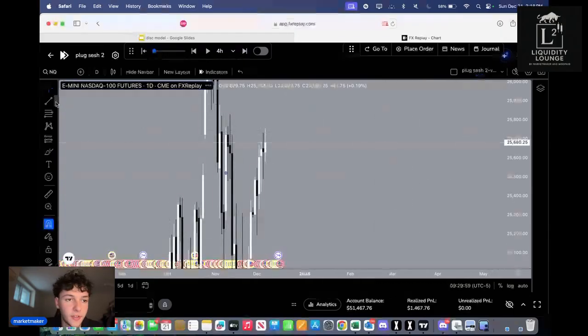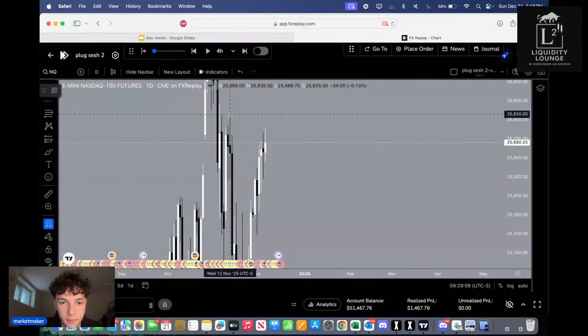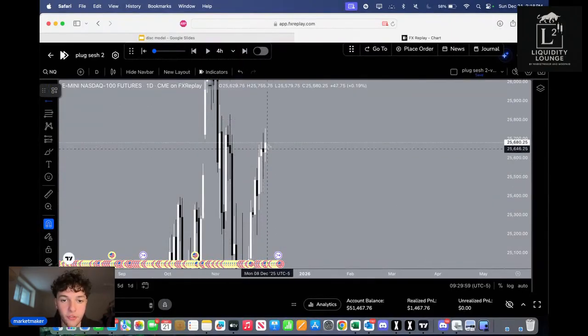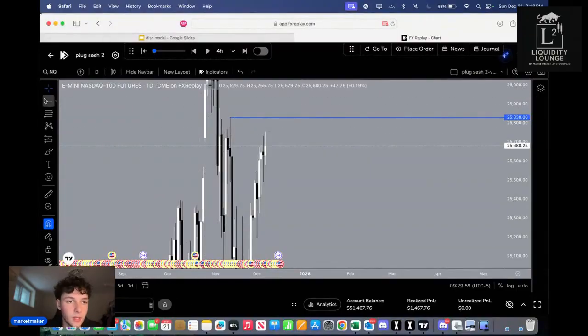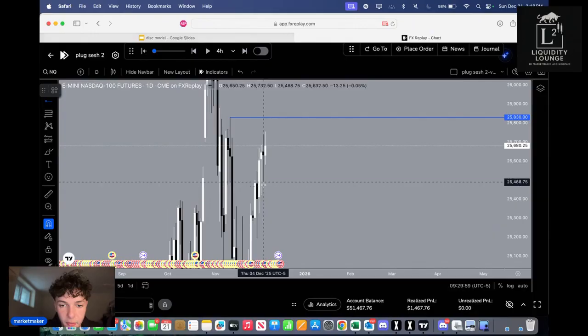So we have this daily swing high over here, right? Price is in a bullish trend. We have this daily swing high up here for us to target, because previous day's high was already taken. And we'll just mark out previous day's low as well. Let's go down to the 4 hour.